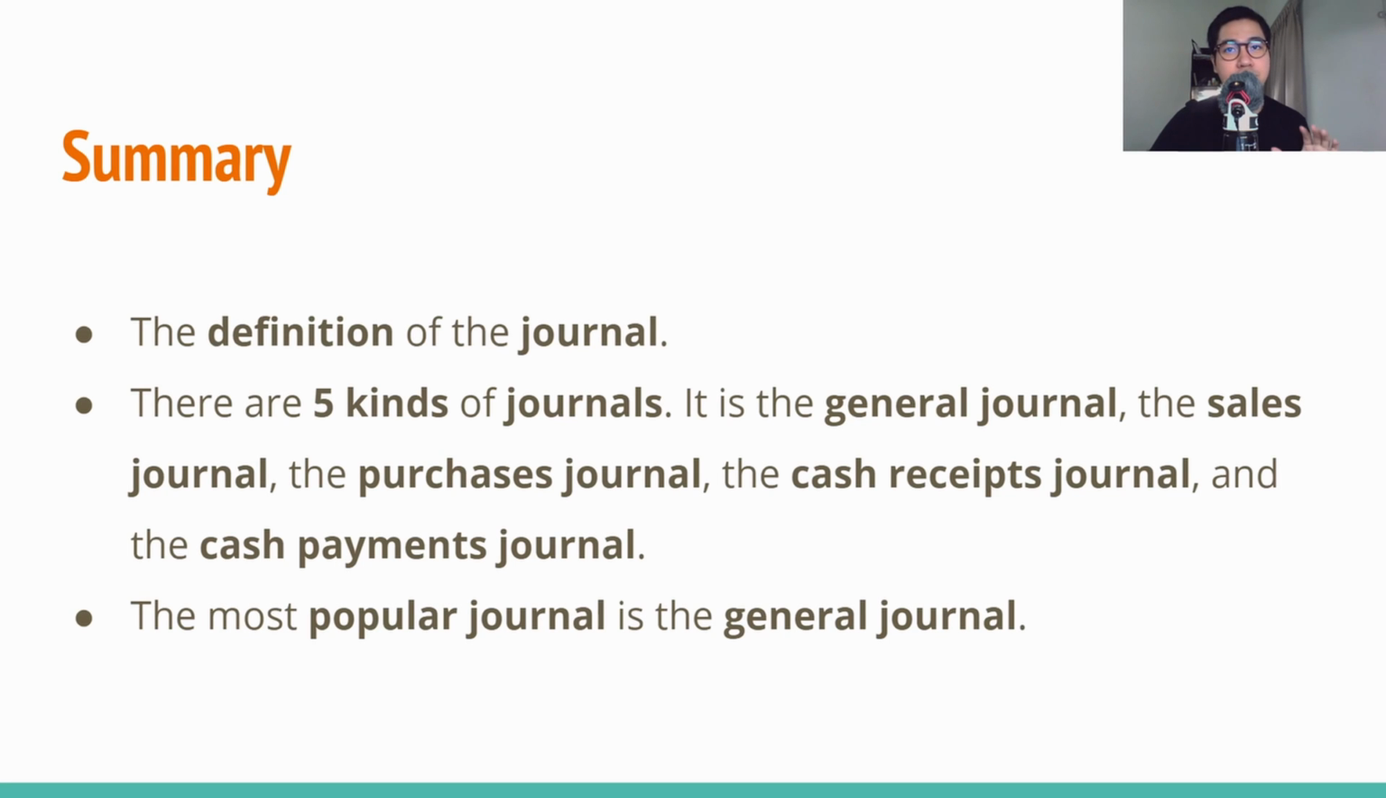Okay, so today's topic is quite peaceful, so there isn't much stuff for summarization. Firstly, I have been talking about the definition of the accounting journal. Secondly, there are 5 kinds of journal: the general journal, the sales journal, the purchases journal, the cash receipt journal, and the cash payment journal. Finally, the general journal is the most popular accounting journal, and that is all.